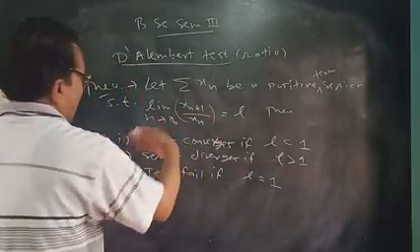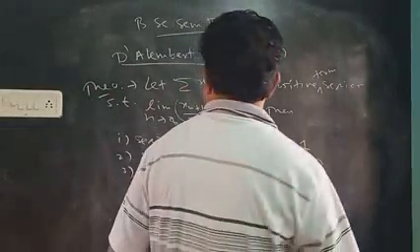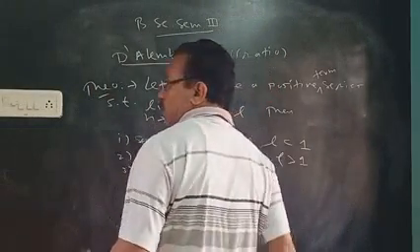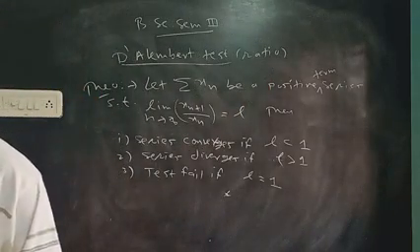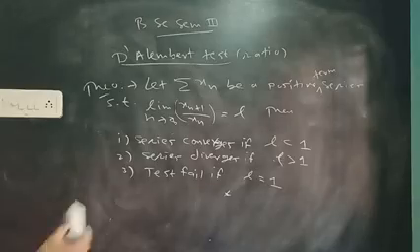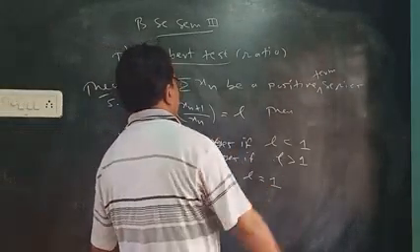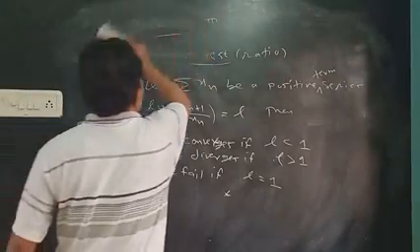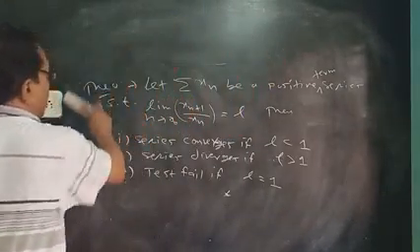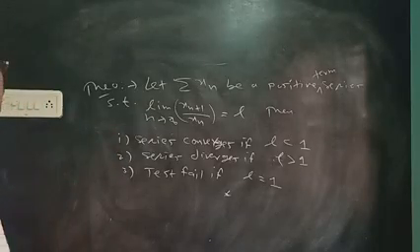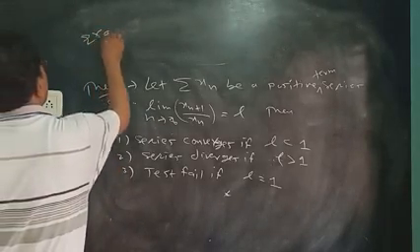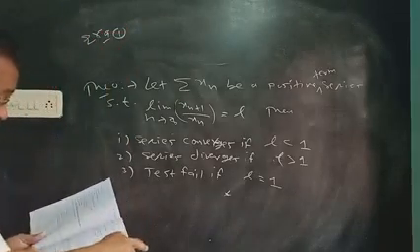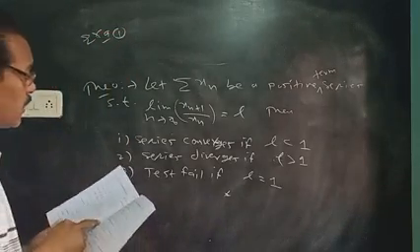So this test fails means apply any other test. Using this test we cannot check whether it converges or diverges, if L equals 1. Like the previous test, we have so many tests. So without proof, okay, this test. So examples on this D'Alembert ratio test.